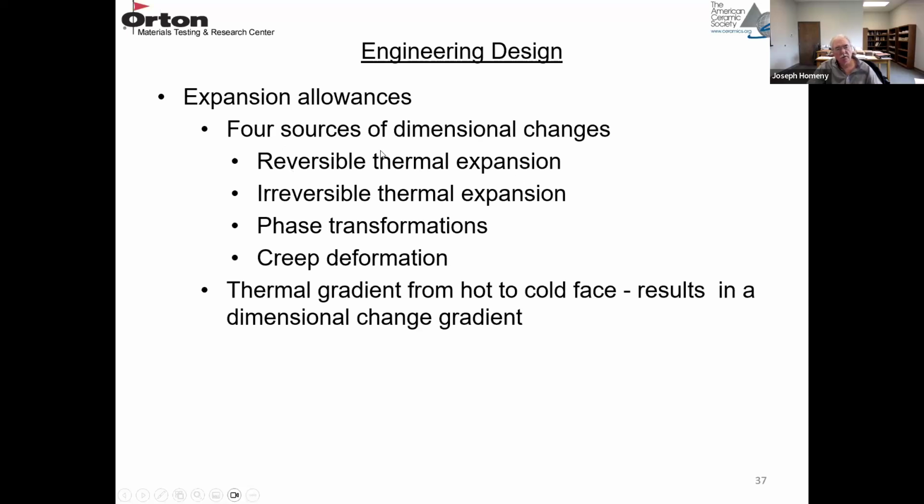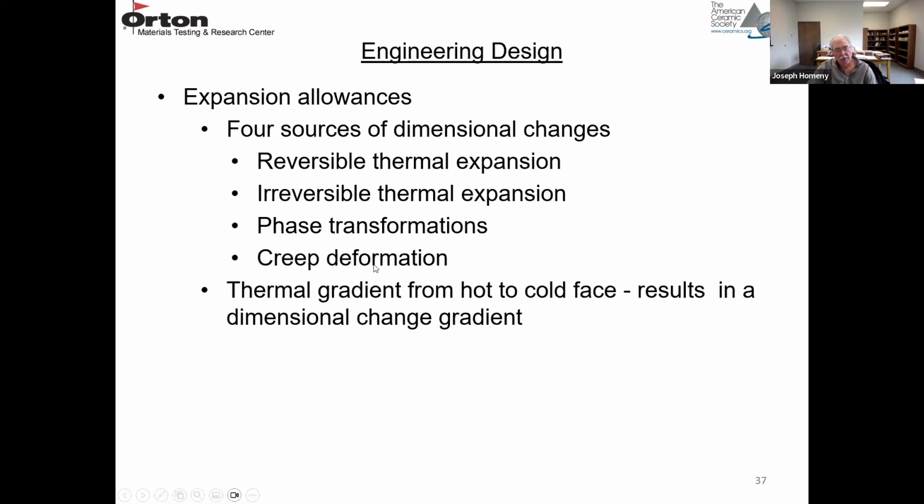So there's four sources of dimensional changes. There's reversible thermal expansion. If the chemistry and the microstructure don't change during the heating and cooling cycle, that would be reversible. But if you have reactions taking place, such as mullite or spinel formation, you have irreversible thermal expansions. We talked about phase transformations that result in expansion or contractions. We talked about zirconia and silica.